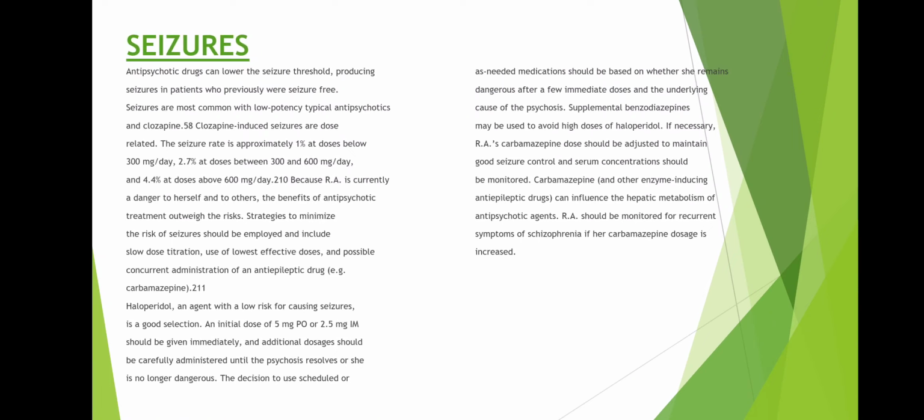Seizures. Antipsychotic drugs can lower the seizure threshold, producing seizures in patients who previously were seizure free. Sexual dysfunction. Hyperprolactinemia is recognized as the most common cause of antipsychotic-induced sexual dysfunction. Sexual side effects such as diminished libido, impaired arousal, and erectile and orgasm dysfunction, however, can also be reported with both typical agents and atypical agents. The causes of antipsychotic-induced sexual dysfunction are related to a number of factors, including hyperprolactinemia via dopamine blockade, alpha-adrenergic blockade, and anticholinergic side effects.